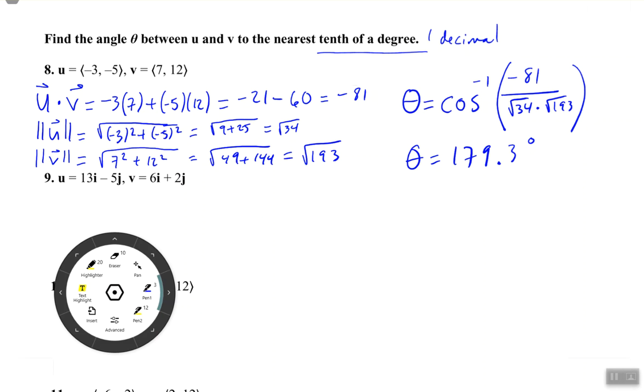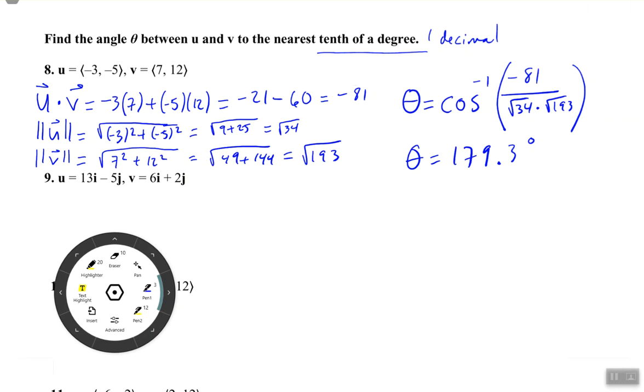You got it? Awesome. I keep getting negative 1.17. Did you remember to do inverse cosine? Oh no. That would be the problem. Okay, turning on my light.